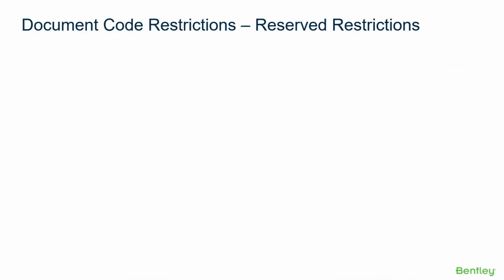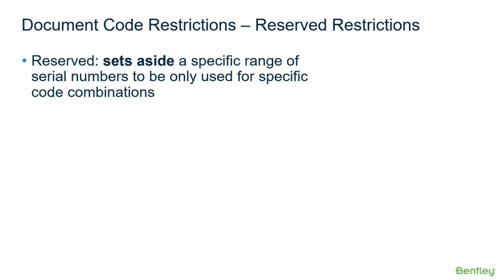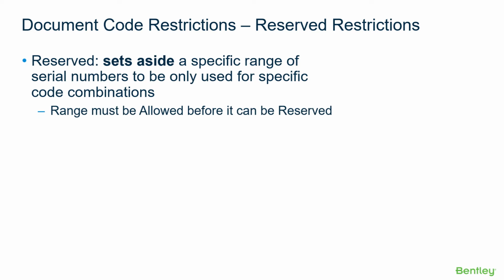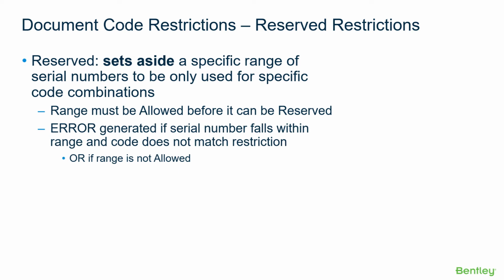Let's look at reserve restrictions. Reserve sets aside a specific range of serial numbers to be only used for specific code combinations. The range must be allowed before it can be reserved. An error is generated if the serial number falls within the range specified in the reserve restriction and the code does not match the restriction, or an error is generated if the range is not allowed using an allowed restriction.